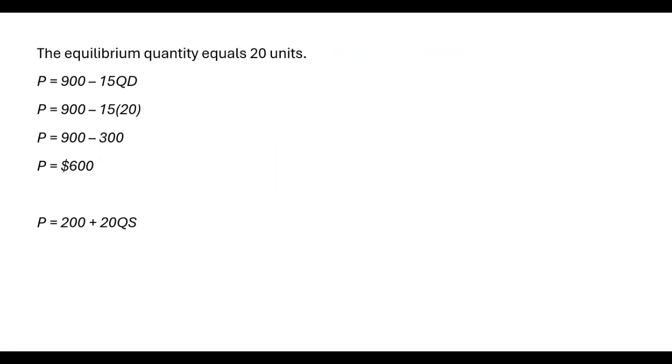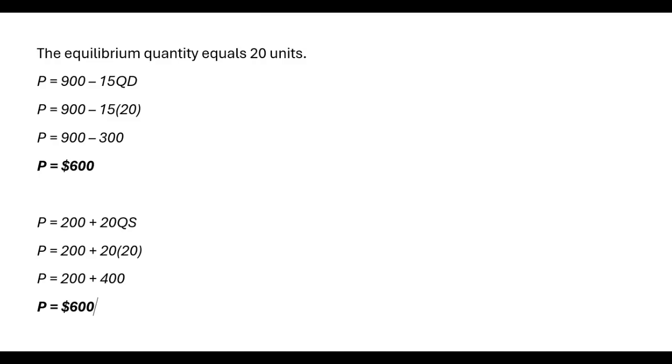I can also use the supply curve. I can say price is equal to 200 plus 20 times the equilibrium quantity of 20 units. Price is equal to 200 plus 400. Price is equal to $600. And this is a good check as well. You should get the same answer for both of these equations because all we're doing is substituting 20 units into either of them and finding where they are intersecting on the slope.